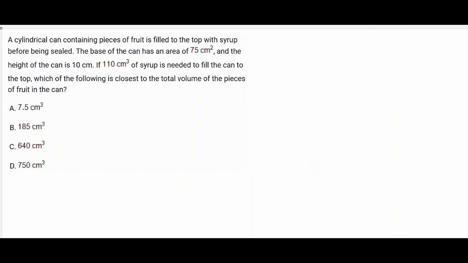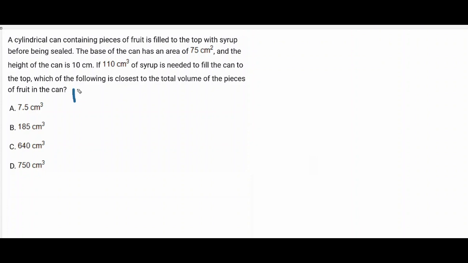This is a medium SAT geometry problem, and it may seem kind of hairy when you first read it, but you got to remember, it's medium. So let's take a look at it. You got a cylindrical can. It's got fruit in it, it's got syrup in it. The base of the can has an area of 75, the height is 10. We've got 110 of syrup going in. Now pay attention to the question. What's the closest to the total volume of fruit?